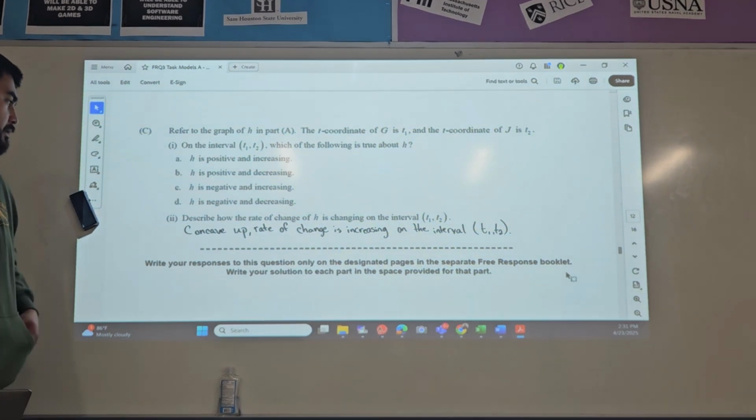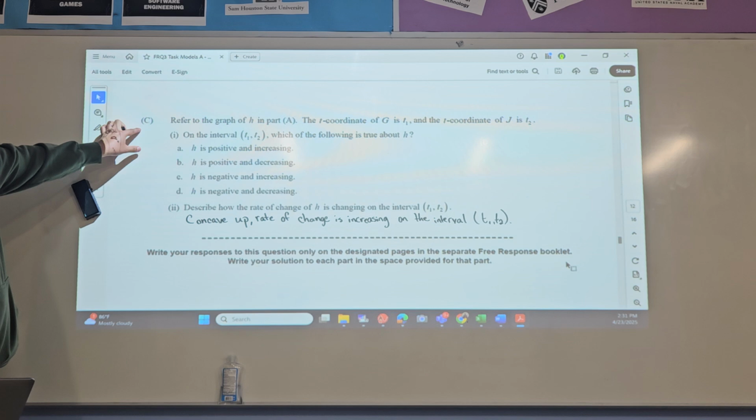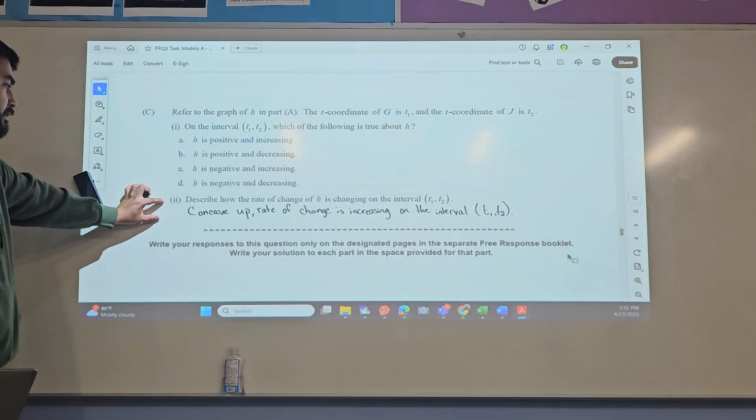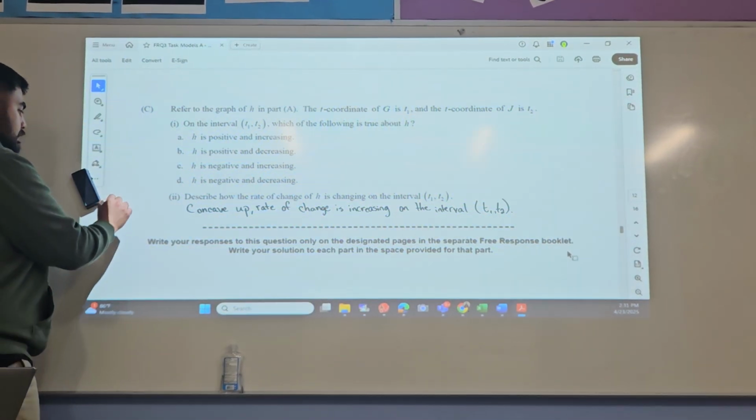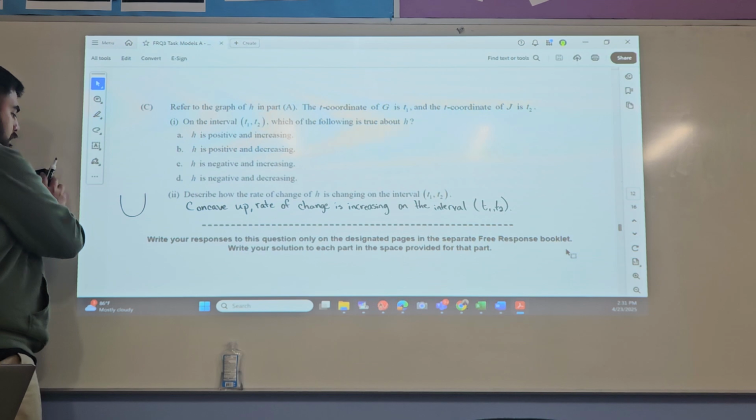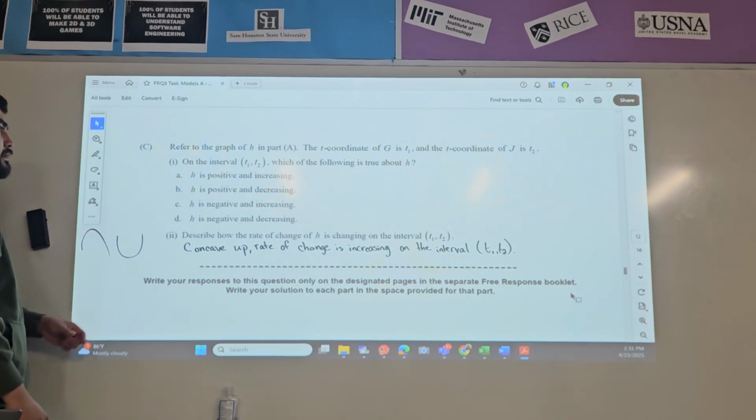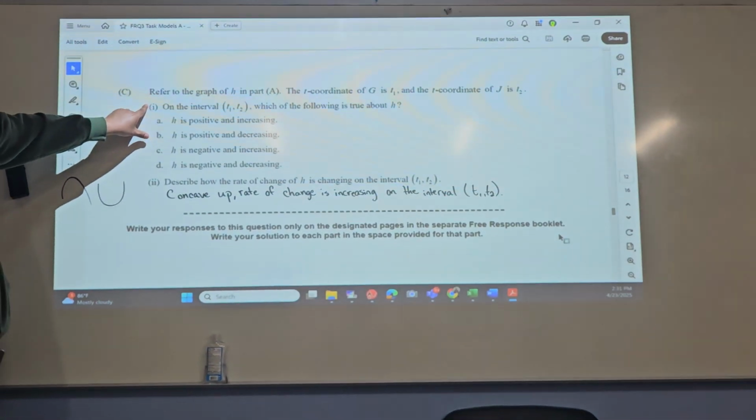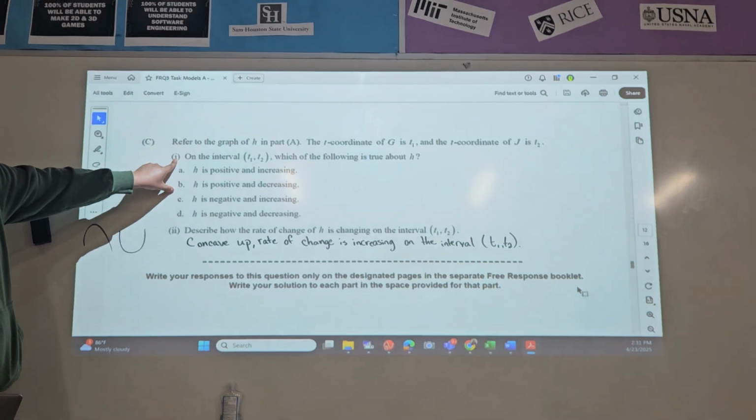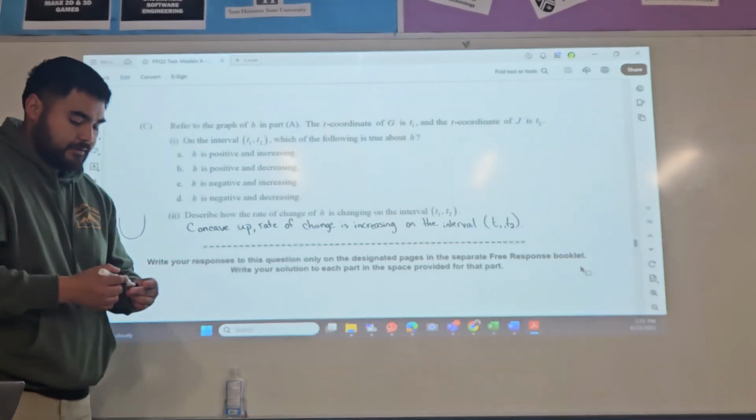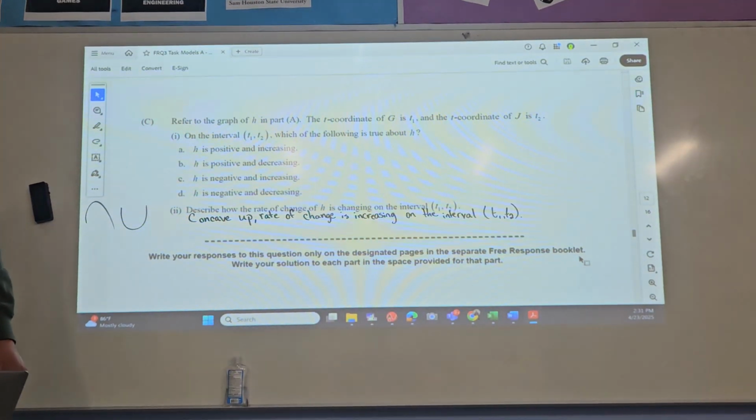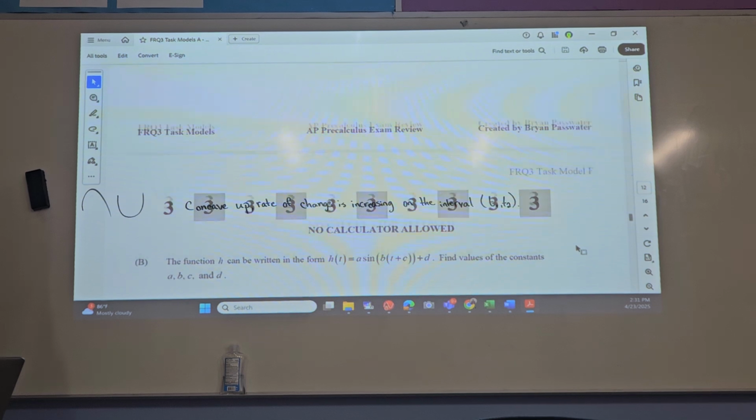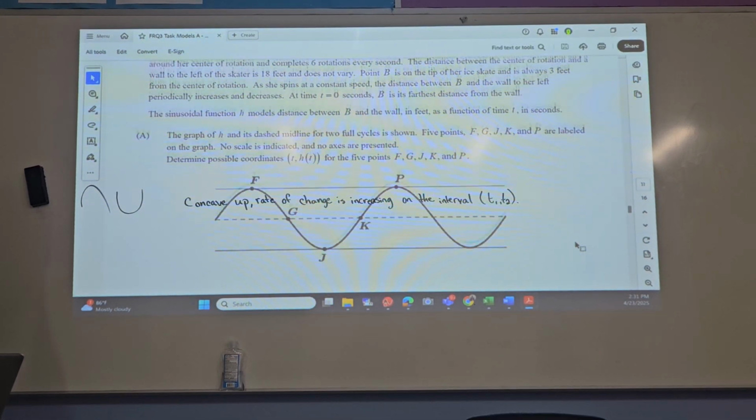As simple as that, right? Remember, part C, section 2 is focused on concavity, concave up or concave down. And this one right here, part C, section 1, is focused on function behavior. So if I go back to the problem, I'm trying to figure out what's happening here.